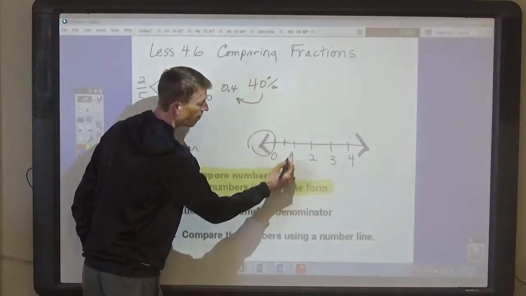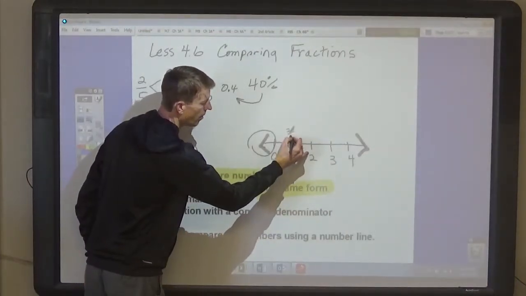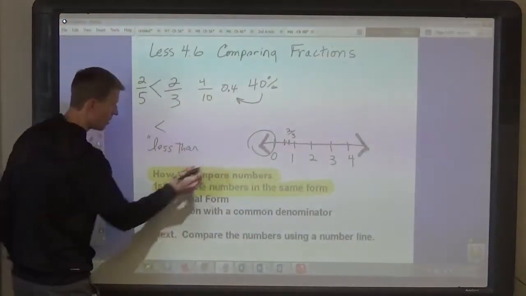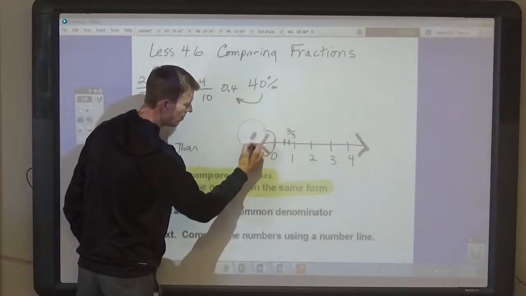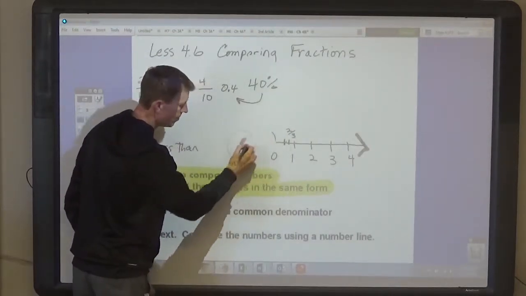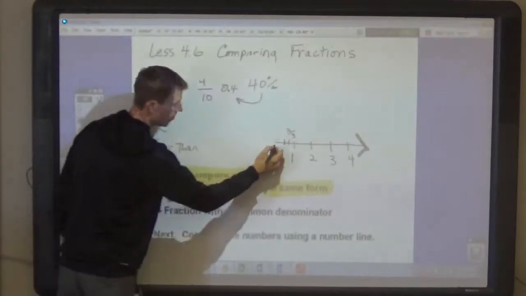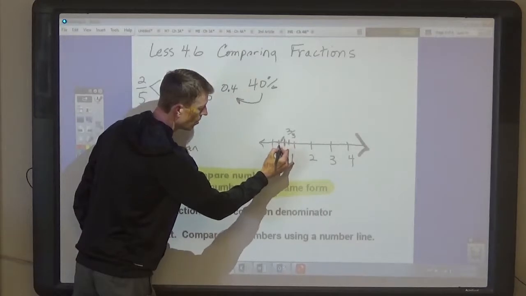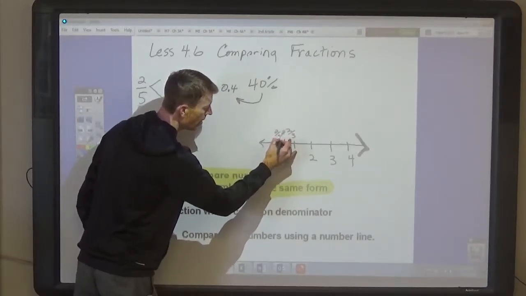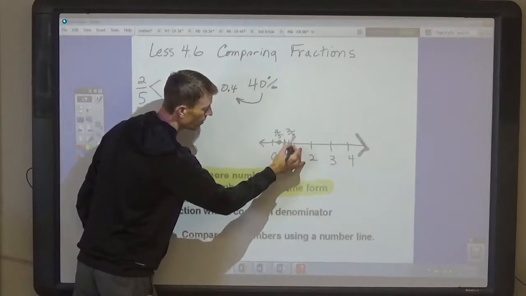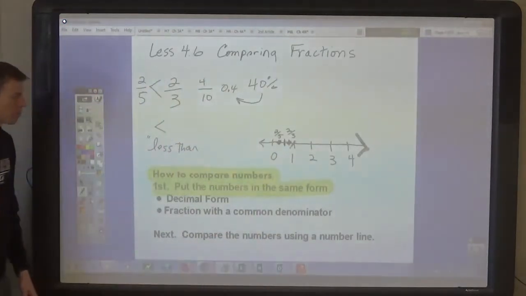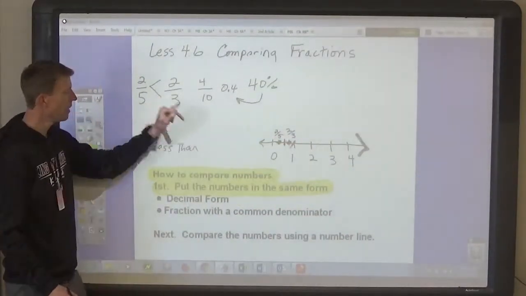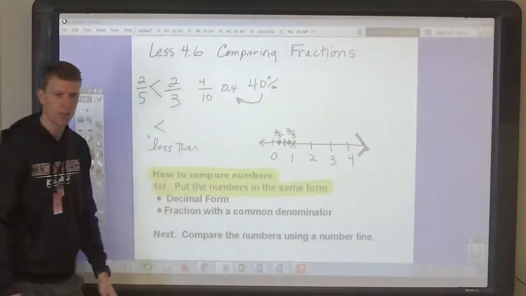2/3, if here is half, then 2/3 is like right here. And 2/5, let's get rid of this. So here's 0 and here's a half. 2/5 is about right here. 2/5 is to the left of 2/3. So 2/5 is less than 2/3.